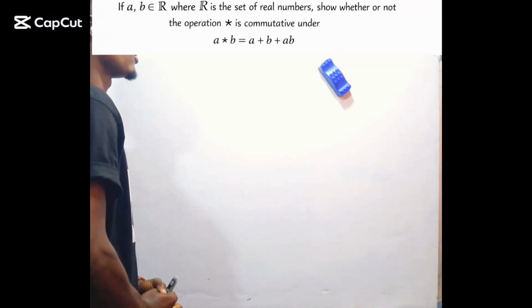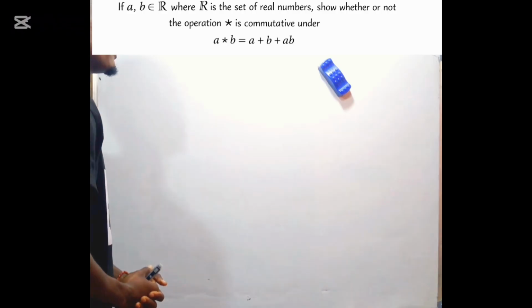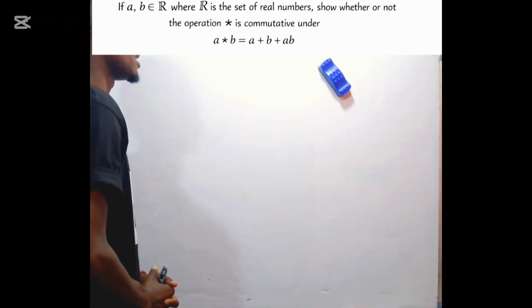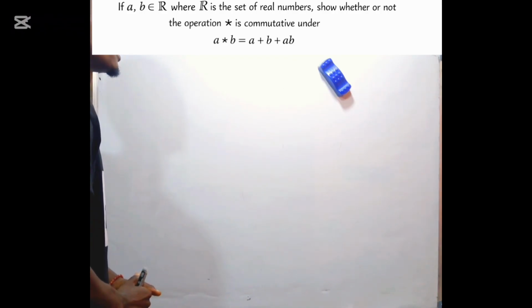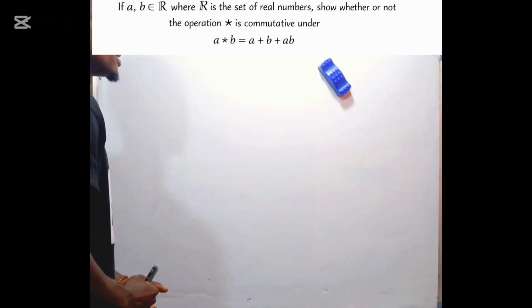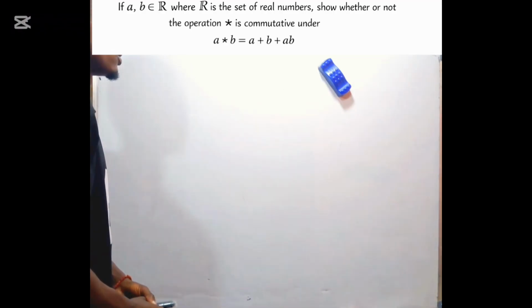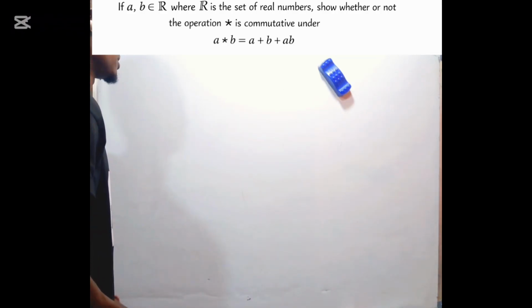All right, welcome back. We have another question. If a, b is an element of R, where R is a set of real numbers, show whether or not the operation asterisk is commutative under a asterisk b equals a plus b plus ab.